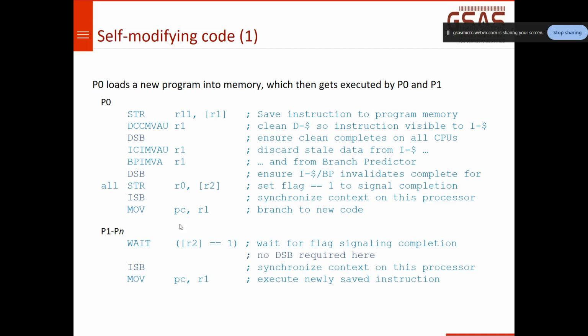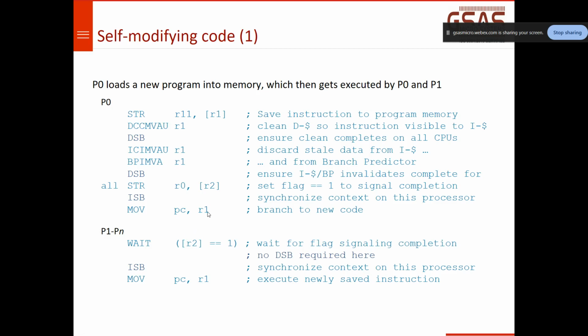So ISB is used because there is a context switch here again. The processor has to execute the code from the new memory, the new address, instead of the old address. So ISB has to be given to indicate it's a context synchronization event. Then we load the program counter with the address in R1, which is the new program. Then the program counter will load it, and the processor will start executing from the new code.